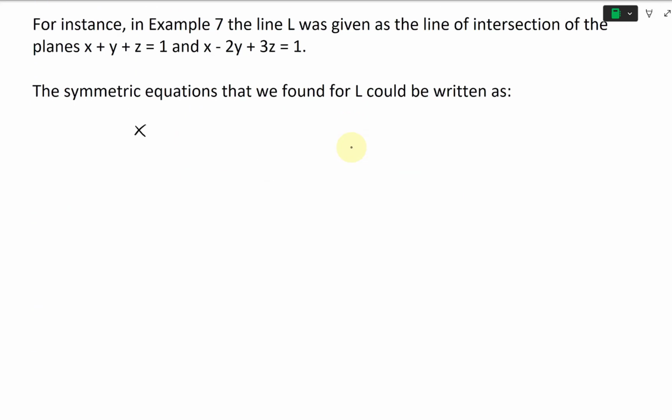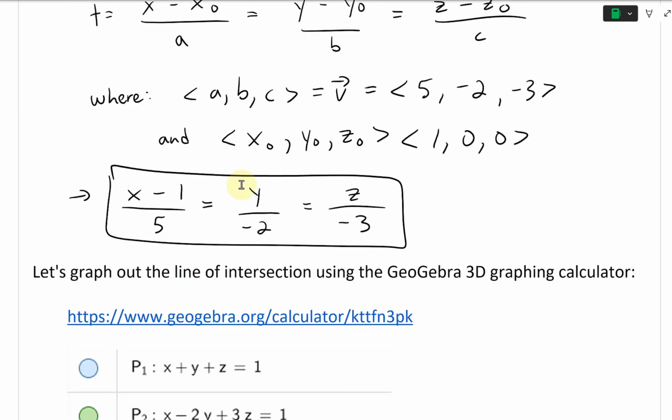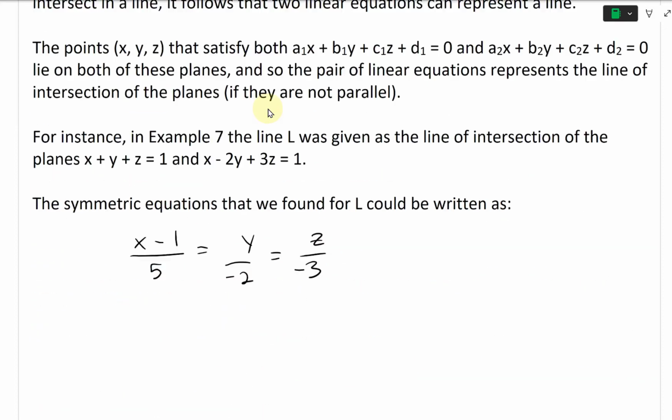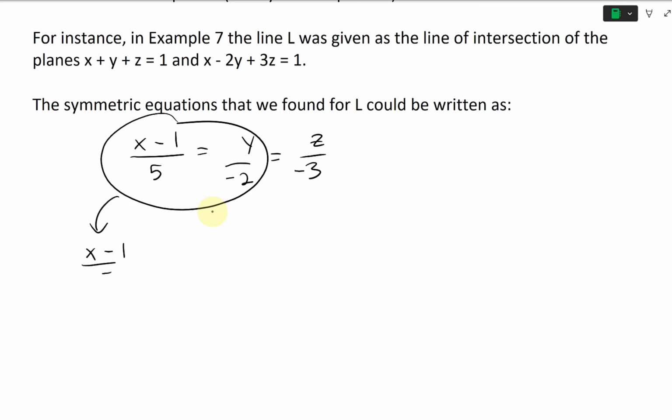So let's write this out first. X minus 1 over 5 equals y over negative 2 equals z over negative 3. And let's just double check that again. So x minus 1 over 5, y over negative 2, z over negative 3. So we have this. Now what we'll do is take this and write it separately, and we could write this as x minus 1 over 5 equals y divided by negative 2. So we could leave it like this.